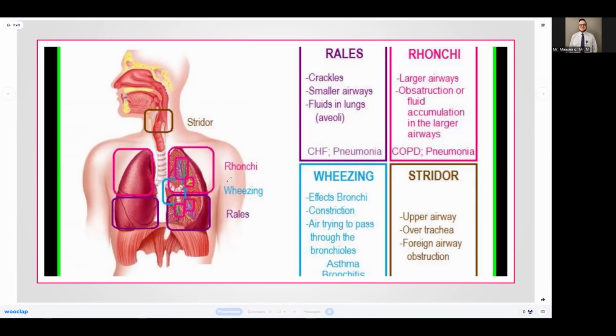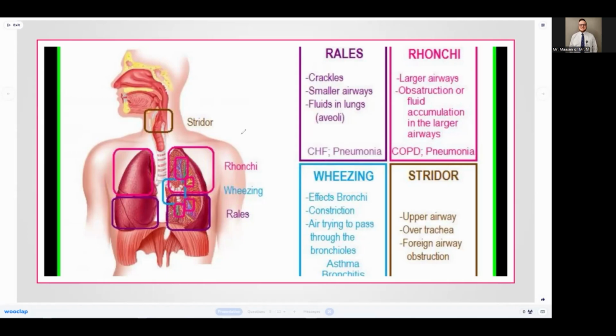Another chart that's helpful talks about where you would hear these things and describes them. So again, rales is your crackles, coarse or fine. This is usually indicating fluid. So it's usually in the smaller airways close to the bronchioles, right around the alveoli. And this is saying fluid in the lungs, like in the alveoli and the bronchioles. And this is congestive heart failure, pneumonia.